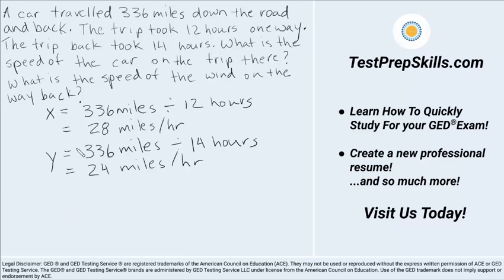Next, we need to find the difference between these two speeds, okay? The difference between these two speeds is simply, we're going to call this Z. It's going to be 28 minus 24. And that is going to give us 4 miles per hour.